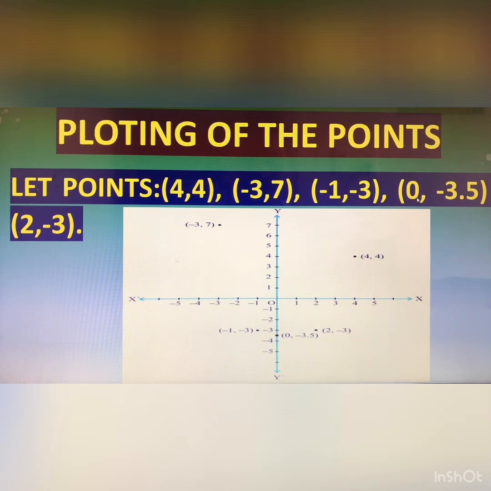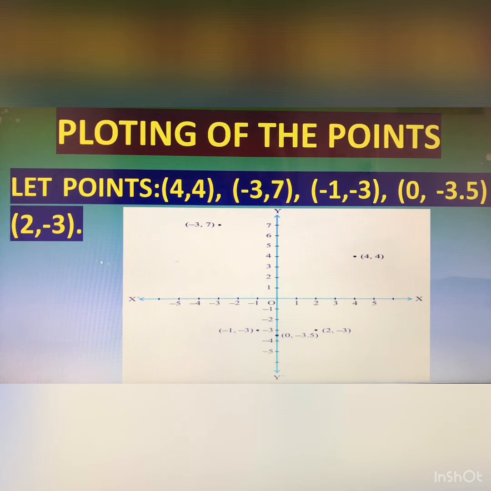So abscissa is 100% 0, so you will come just to the origin, and ordinate is -3.5. Between 3 and 4 you can represent this point on the y-axis. So this is the representation of (0, -3.5).